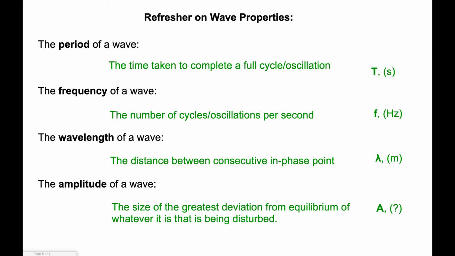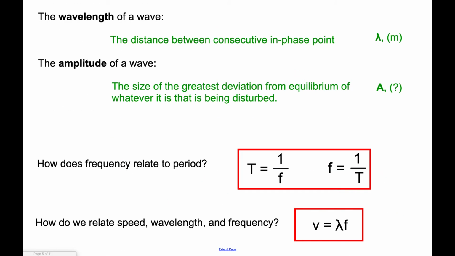The wavelength of a wave is the distance between consecutive points on a wave measured in meters. And finally, the amplitude of the wave is the size of the greatest deviation from equilibrium of whatever it is that's being disturbed. In the past, when we've talked about mechanical waves, we talk about particle displacement, and so amplitude was measured in meters. Now we're talking about electric and magnetic fields, and so it's going to be a little bit of a different way of describing amplitude.